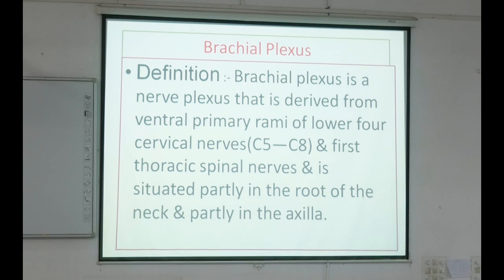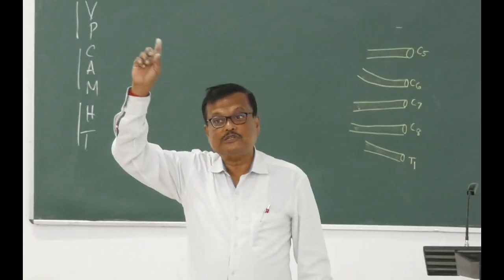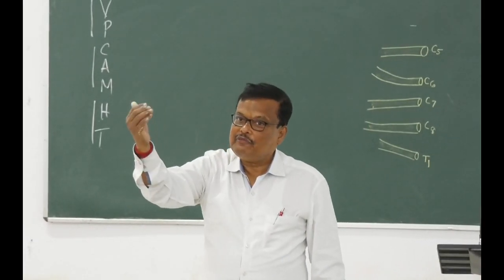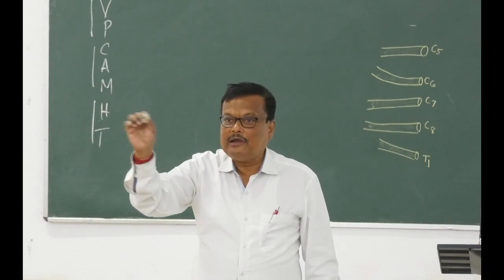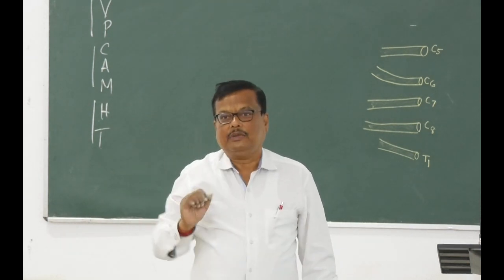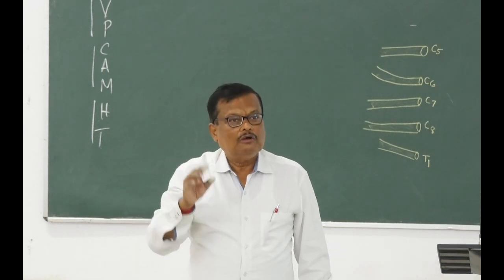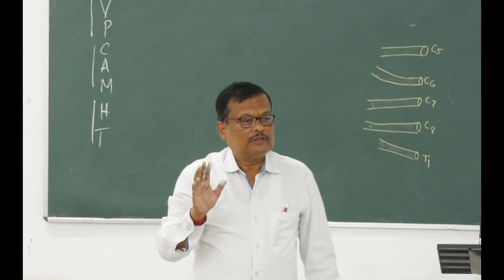So better to say it is a nerve plexus that is formed by the ventral primary rami of the C5, that means cervical 5, C6, C7, C8 and T1 spinal nerves, and is situated partly in the lower part of the neck and partly in the axilla. Roots of the spinal nerve: these are the different things. Roots of the spinal nerves are those coming immediately from the spinal cord, from the spinal nerves. That is called the root.